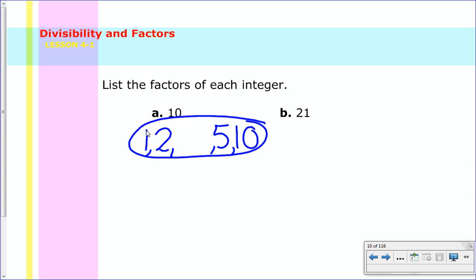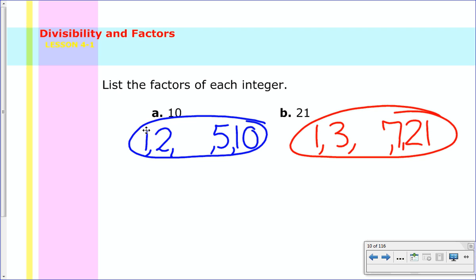Now we have to do B, which is 21. Again, I know 1 times 21. Well, that's an odd number, so 2 doesn't go into it. But 3 times 7 does. And let's see, 4, nope, 5, nope. I think it's just these 4. So for B, you should have 1, 3, 7, and 21.